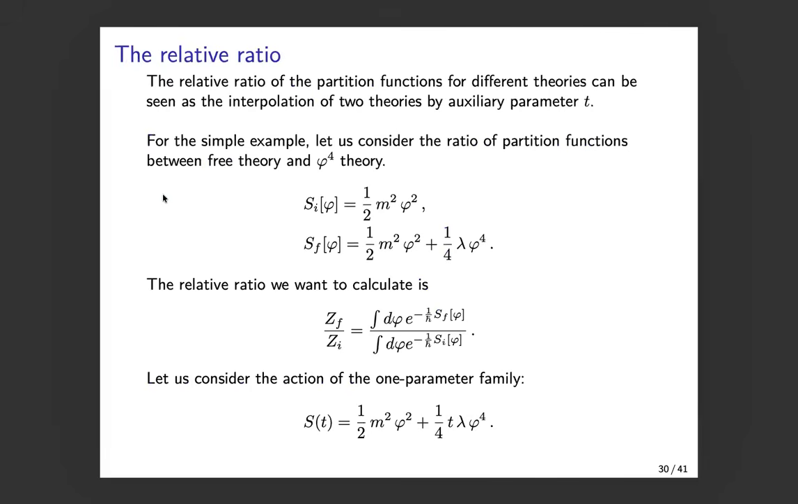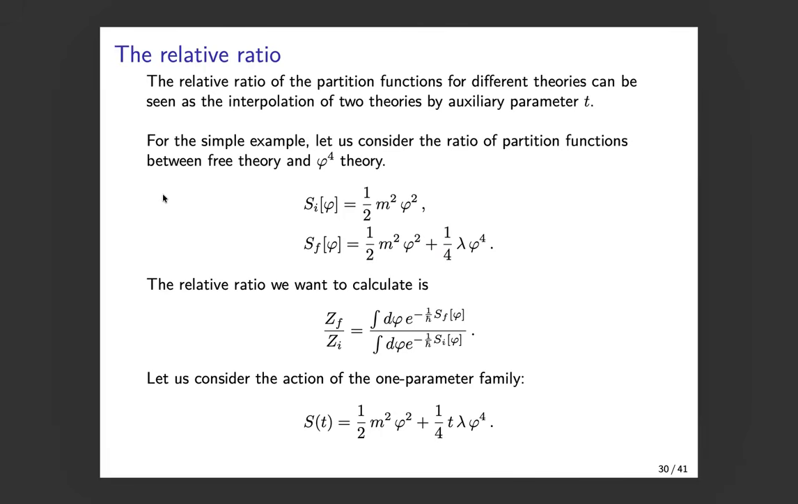So the Z plus over Z minus is the relative ratio of partition function for different theories, and this relative ratio can be seen as the interpolation of 2 theories by auxiliary parameter t. So before seeing how to calculate Z plus over Z minus, let us see a more simple example, that is the interpolation between free theory and the chaotic theory.